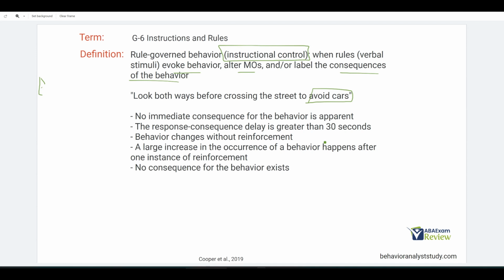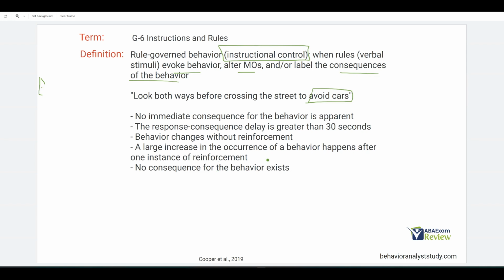Because when we talk about rule governed behavior, it's not necessarily maintained by the consequence and contacting that contingency. It's maintained by that verbal instruction or stimuli. Behavior changes without reinforcement. So we don't even need the consequence necessarily, right? We have instructional control. We're setting these rules, we're following the rules.